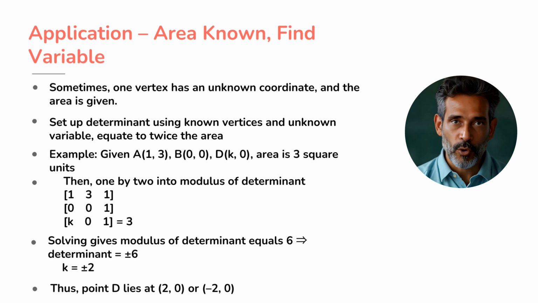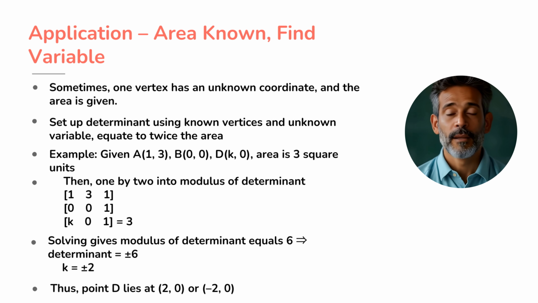Now, let's apply all this in a reverse situation. Suppose you're given two fixed points and the area of the triangle is known, but one vertex has an unknown coordinate. For instance, A is (1, 3), B is (0, 0), and point D is (k, 0). We are told the area of triangle ABD is 3 square units. Set up the determinant: row 1: 1, 3, 1; row 2: 0, 0, 1; row 3: k, 0, 1.